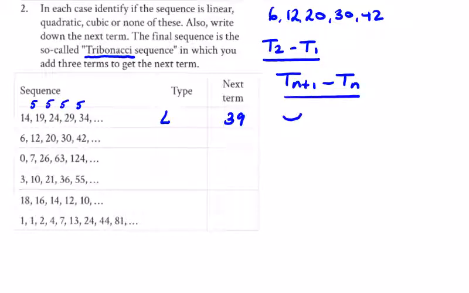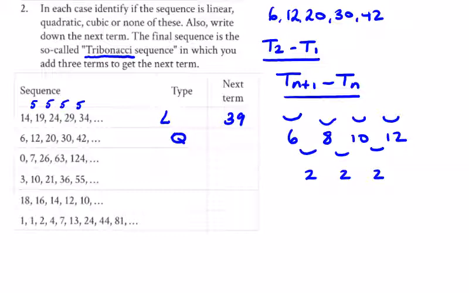So the differences, I'll do them down here. 6 to 12 is 6, 12 to 20 is 8, 20 to 30 is 10, and 30 to 42 will be 12. And then the second difference is the same here, 2. Second difference is the same, it has to be quadratic. And if we think about the next term, the next along here, 6, 8, 10, 12, this will be 14. So 42 and 14 will be 56. So we put that in here, 56.